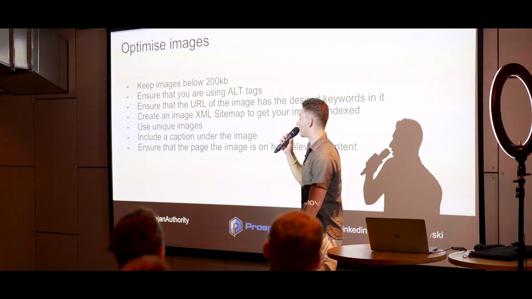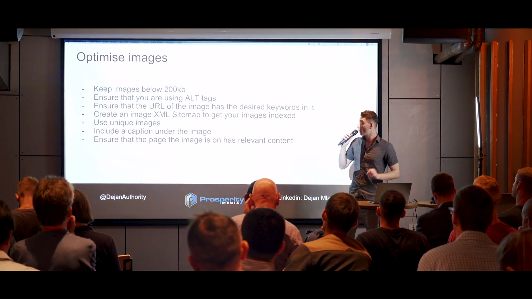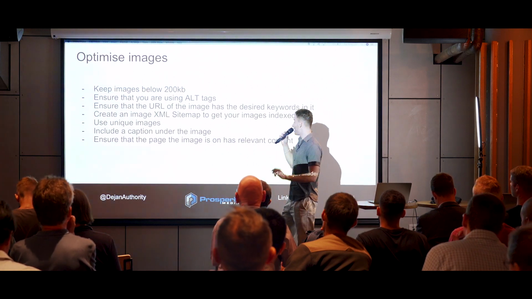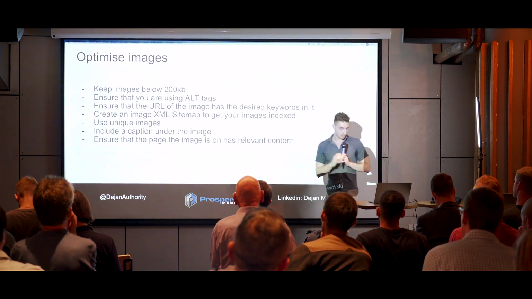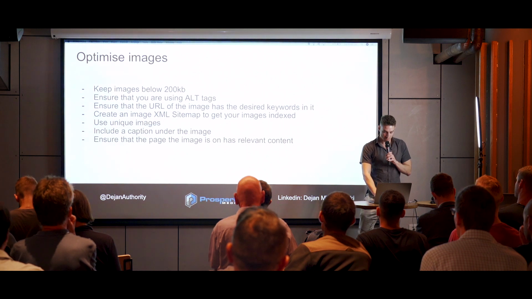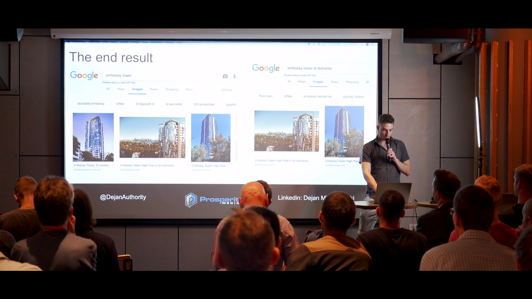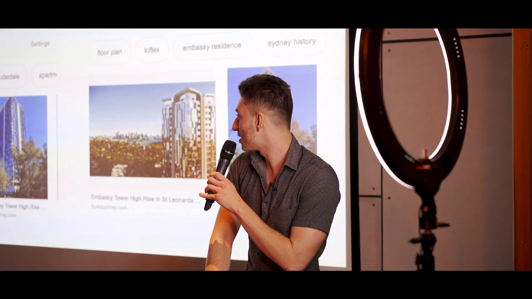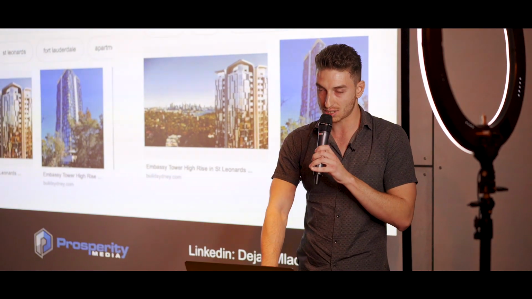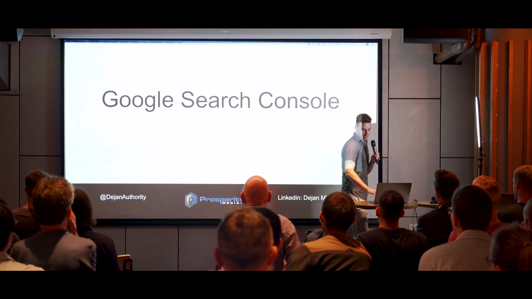Always include a caption under the image, describing the image and what it's about. And I'd say maybe the most important thing is to ensure that the page the image is on has content relevant to the image. That's a massive one. So what does an optimized image look like? That's the end result. An optimized image can get these types of rankings. Remember, Google Images is the second biggest search engine after Google itself, so it's always handy to have.